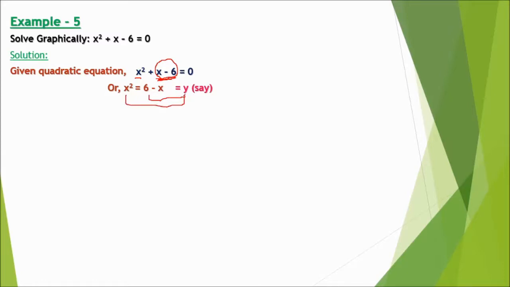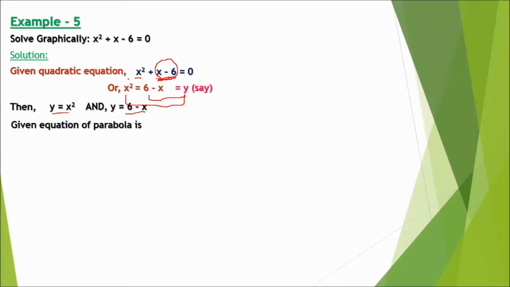So we can write then y equal to x square, this is our first equation, and y is equal to 6 minus x, it is our next equation. So we have line also, we have curve also. Line and curve we have done that in example 4, isn't it? Same means this example 5 is example 4.